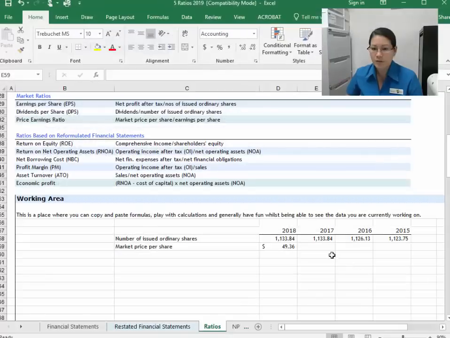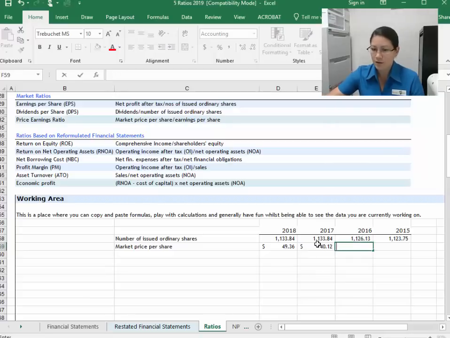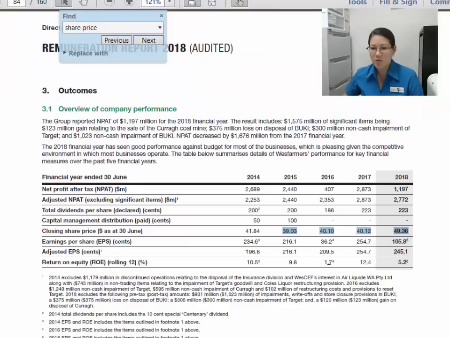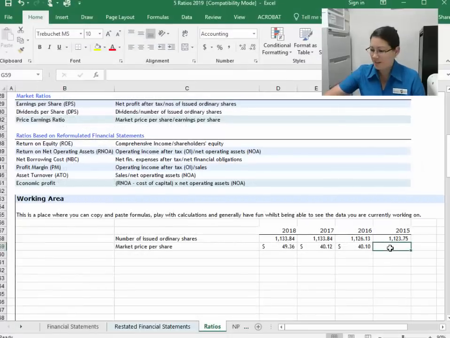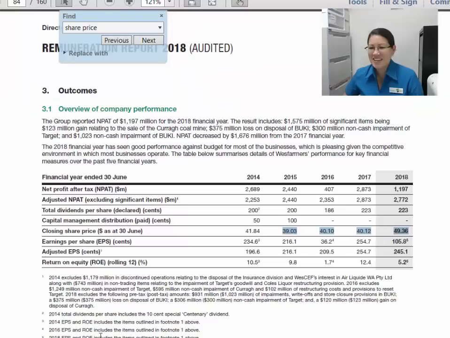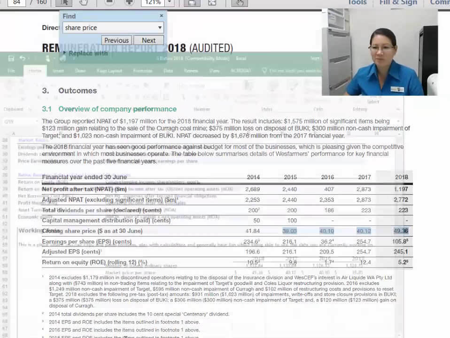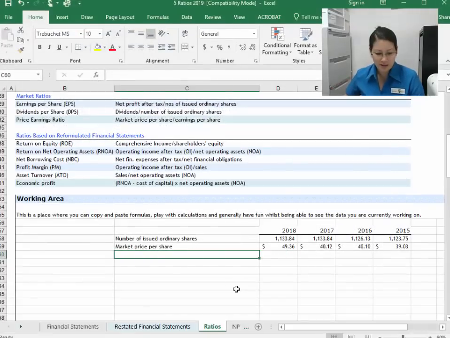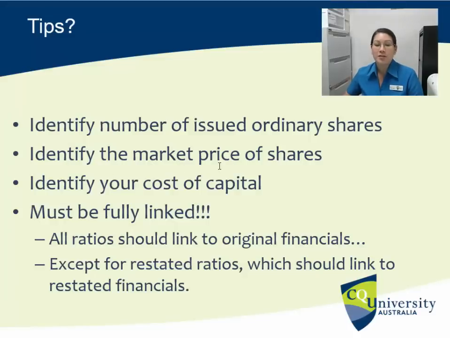$40.12. So $40.12, then $40.10. And then, what was the last one? I've forgotten. I used to be able to remember all this sort of stuff. $39.03. Kids, I tell you, have a few of them and then your memory goes. $39.03. All right. So that's the second thing we need to find, the market price of shares.